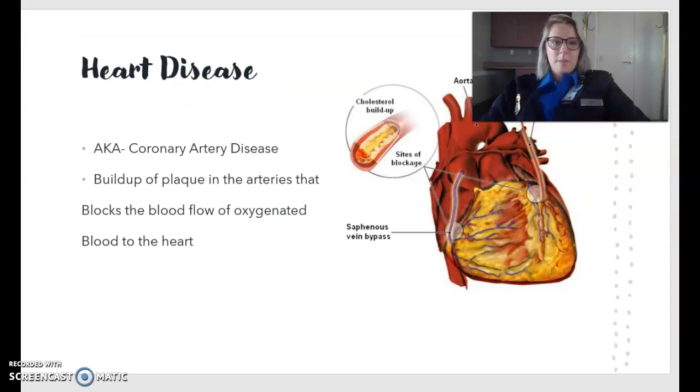Now, one of the most common heart diseases is coronary artery disease. Coronary artery disease is when the arteries are unable to get enough oxygenated blood to the heart. It's basically a buildup of a waxy substance called plaque in the large coronary arteries, and it blocks the blood from flowing to the heart, which in turn makes the heart work way too hard and eventually leads to heart failure or a heart attack.